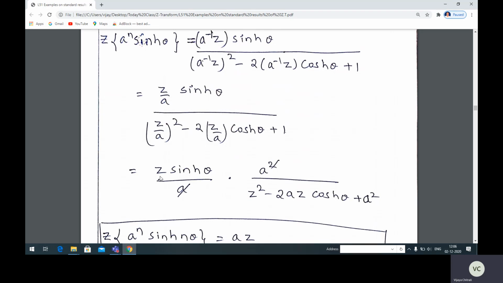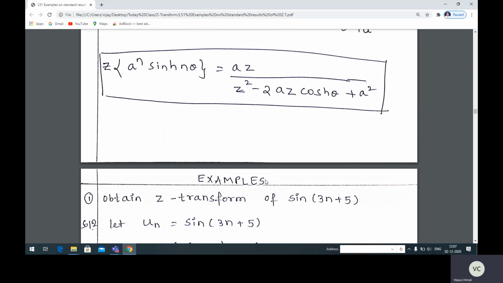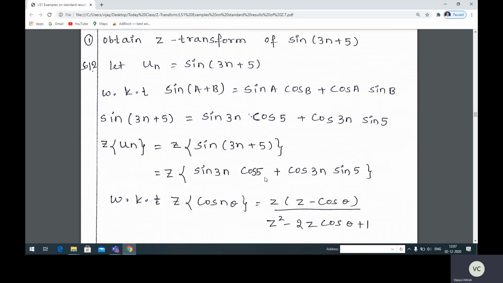Now take LCM and simplify. Z sine hyperbolic theta divided by a square, divided by z square minus 2az cos hyperbolic theta plus a square. So a gets cancelled. This z is az divided by z square. It is supposed to be, we have to write sine hyperbolic theta here. So I have written az. So here you write az sine hyperbolic theta divided by z square minus 2az cos hyperbolic theta plus a square, right? This is the required answer.